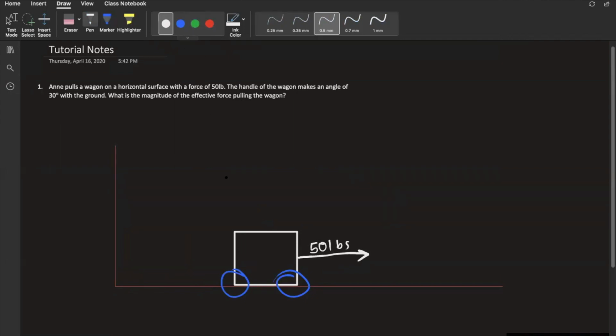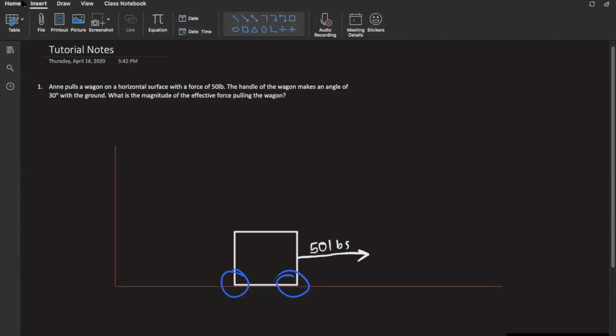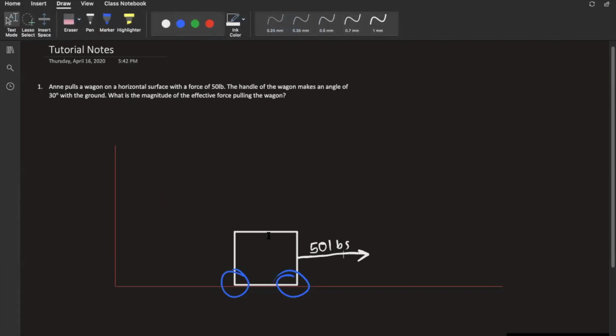So, you know what? I'm gonna go ahead and really quickly turn this a different color. Turn that blue. And I'm gonna draw the handle in blue as well. It's a little handle. And we said that this handle creates a 30-degree angle, right? So let's see what else is going on.